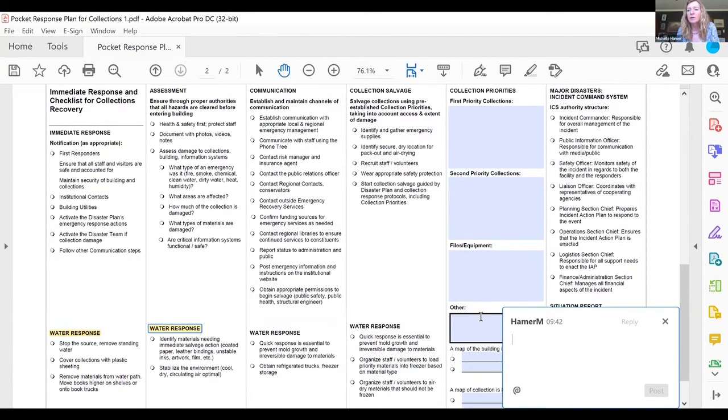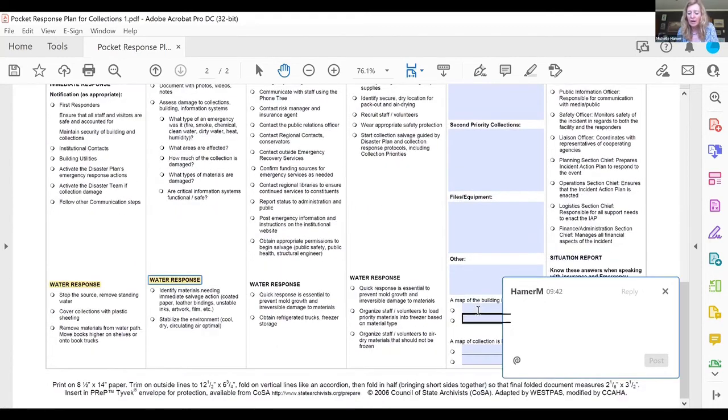Okay, then it talks about a map of the building. So if you don't have a map of the building or a site plan for your whole institution, then don't worry too much about it. Obviously, for implementing this, it would be very important to have it, because that's the kind of thing that you would give to the fire department if they came, or to anybody else, one of those first responders, or if you have volunteers, even your insurance company, to be able to show them where the damage is.